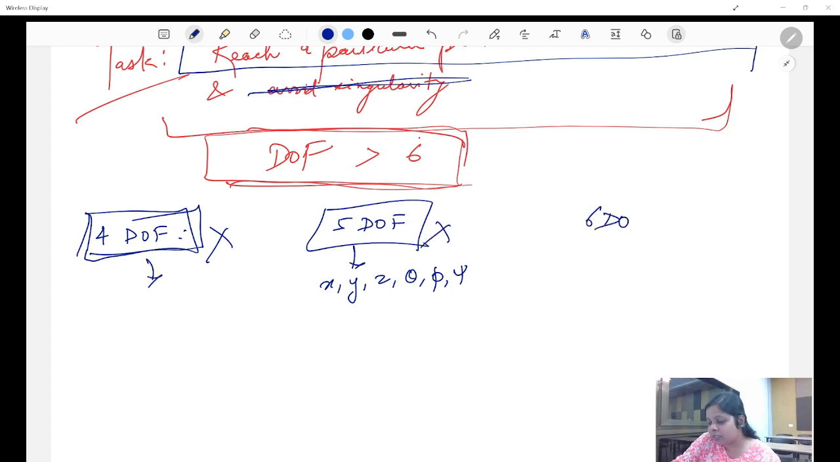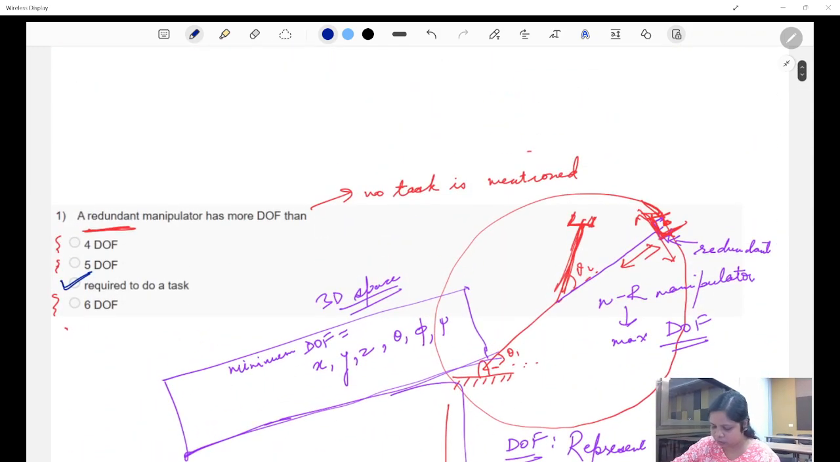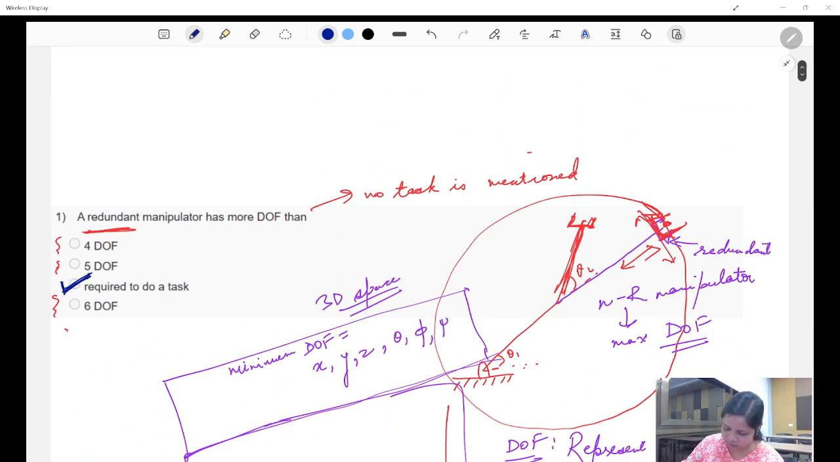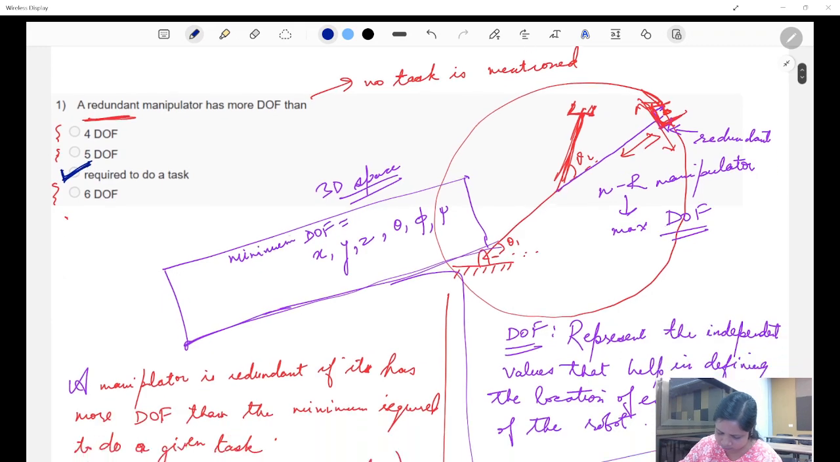6 degrees of freedom is good, but what is the task? We don't know. So, given the task, we should answer this question. I hope it is clear. Clear, ma'am. Okay.